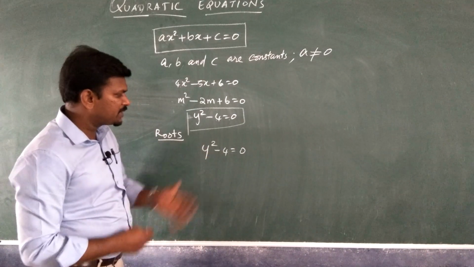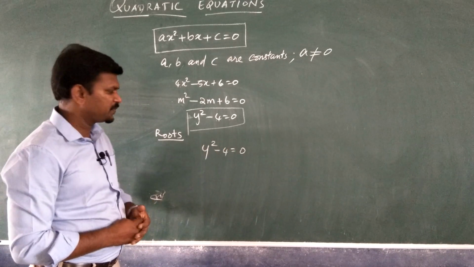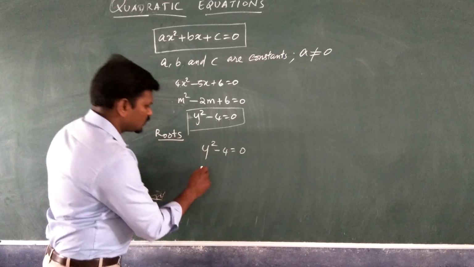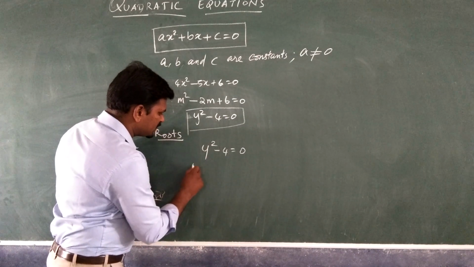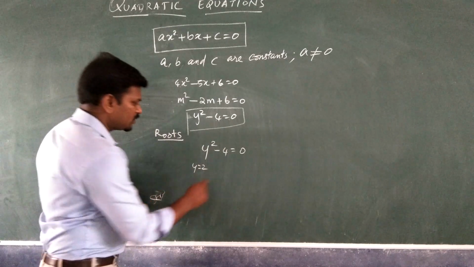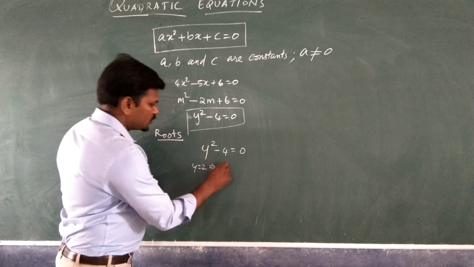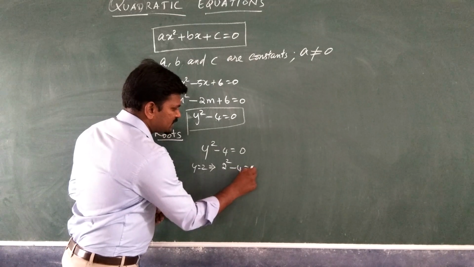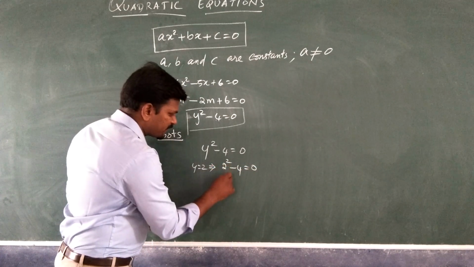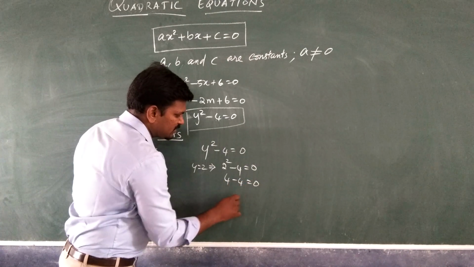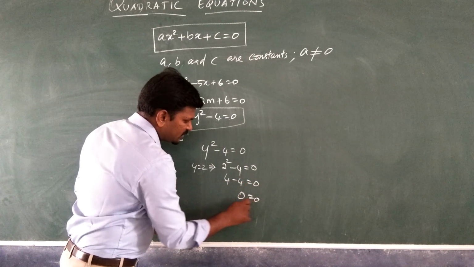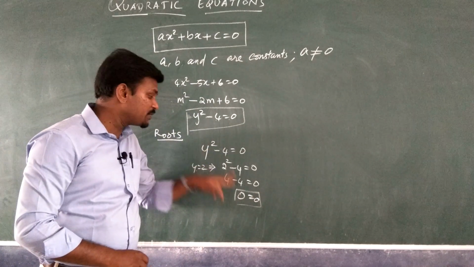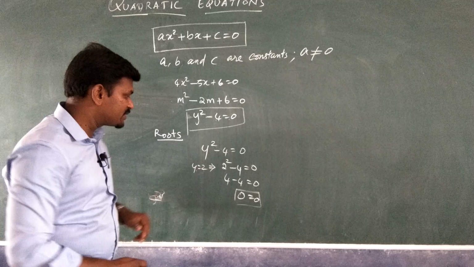What are the possible numbers here to make it 0? If I substitute y is equal to 2, what will happen? 2 square minus 4 is equal to 0. 2 square is 4, 4 minus 4 is equal to 0. So these two satisfy this equation. So 2 is a root of this equation.